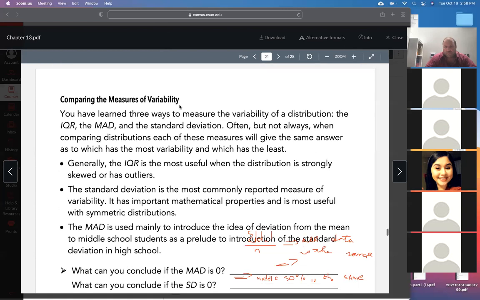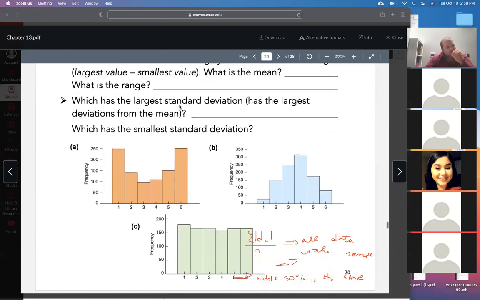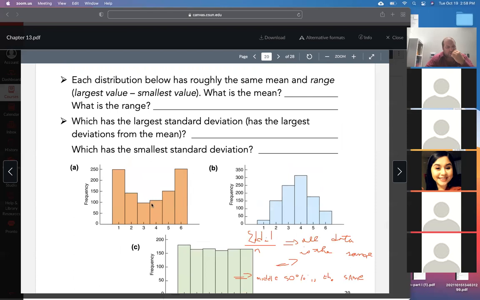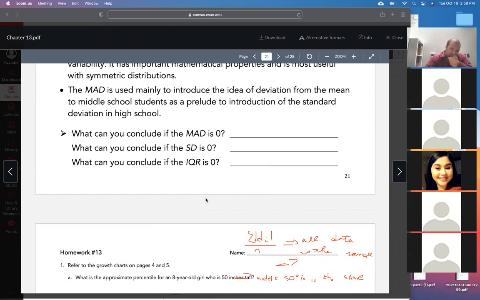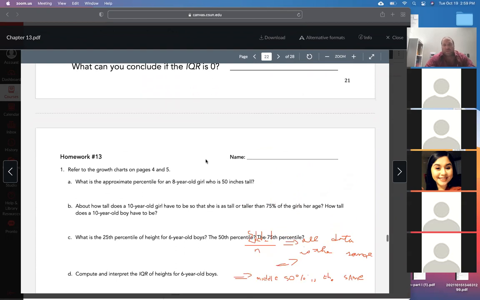Professor, on the previous page, did we do what the mean and the range are? Well, the mean is about 3.5. It's pretty symmetric about 3.5. And the range is 6 minus 1, because you take the biggest minus the smallest. I don't care how many big ones and how many small ones I have. It's just biggest minus smallest. Make sense? Yes. I hope so.